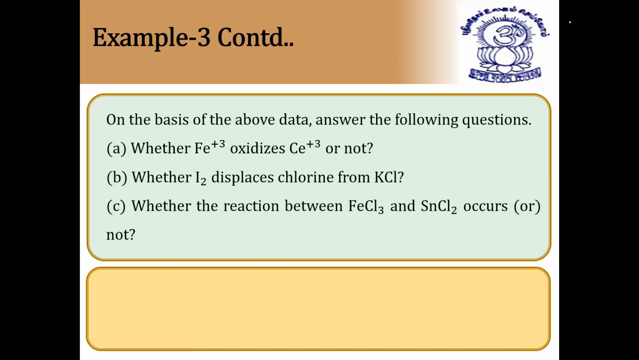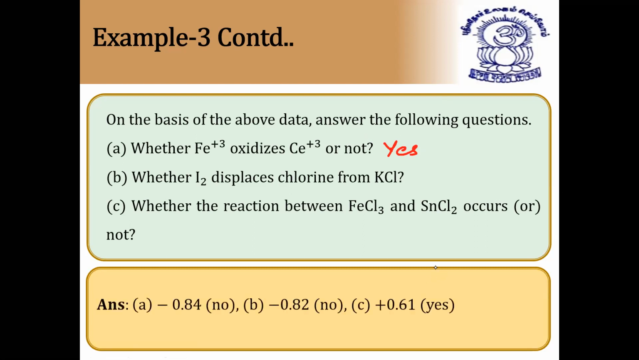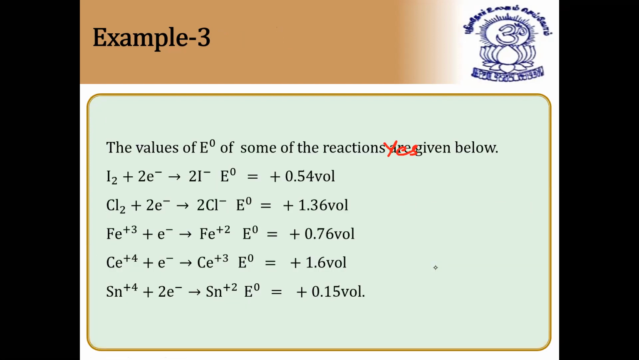Second case, whether iodine displaces chlorine from KCl or not. So if you see the reduction potential of iodine, first case it is yes. Second case we'll see. Again we are going back. So second case, iodine 0.54 and chlorine 1.36.